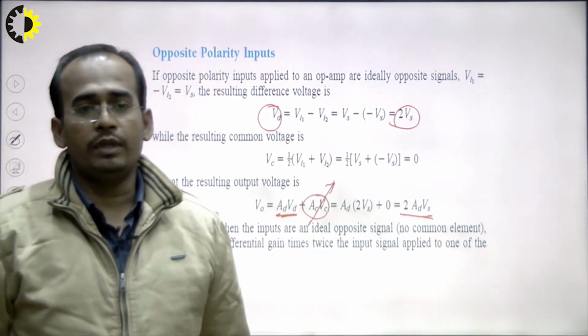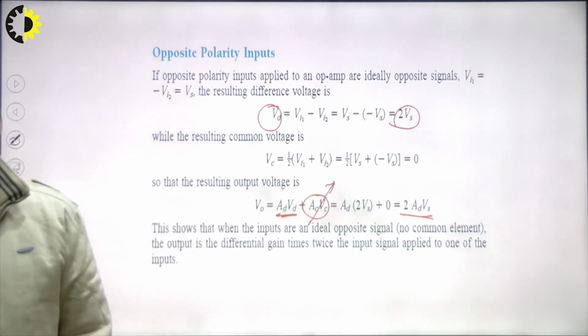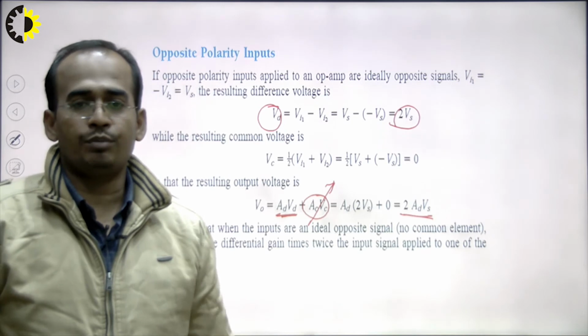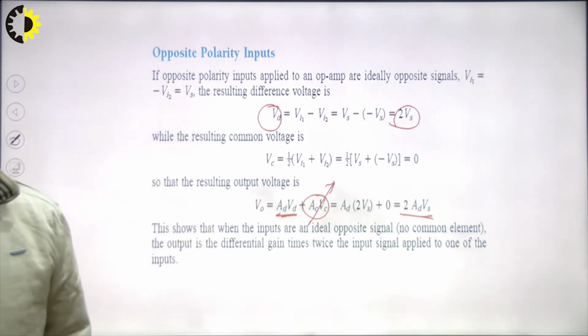This shows that when the inputs are ideal opposite signals, the output of the differential gain becomes twice the input signal applied to the input of the operational amplifier.